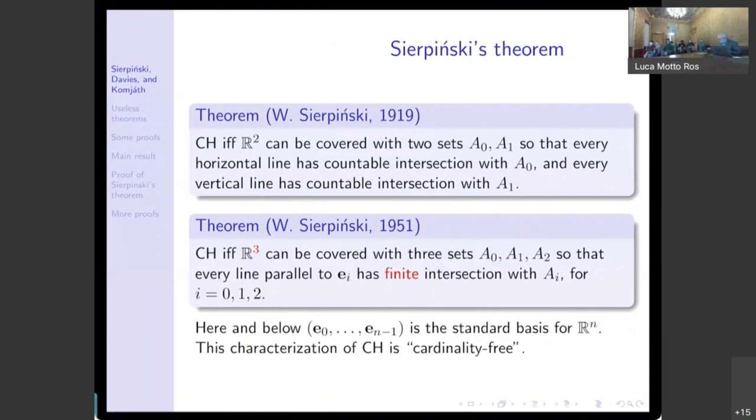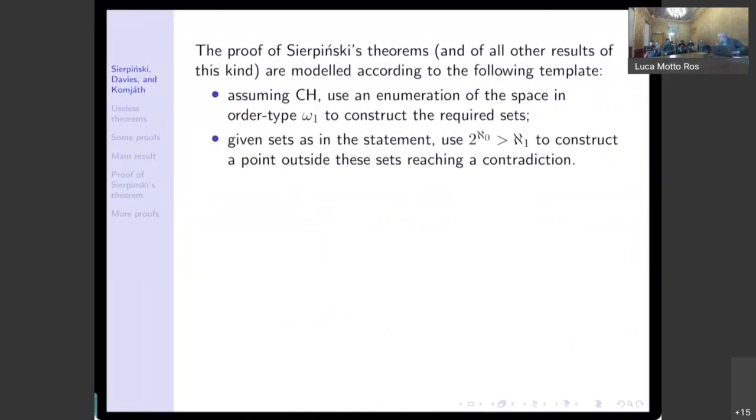Now, the proofs of these two theorems of Sierpiński, and all the other theorems, are modeled according to a certain template. First, if you assume CH, you use an enumeration of the space in order type omega 1, and use this to construct the required sets. You have to arrange the construction so that by the end you get the sets that you want. And so that gives you that from CH you get these partitions.